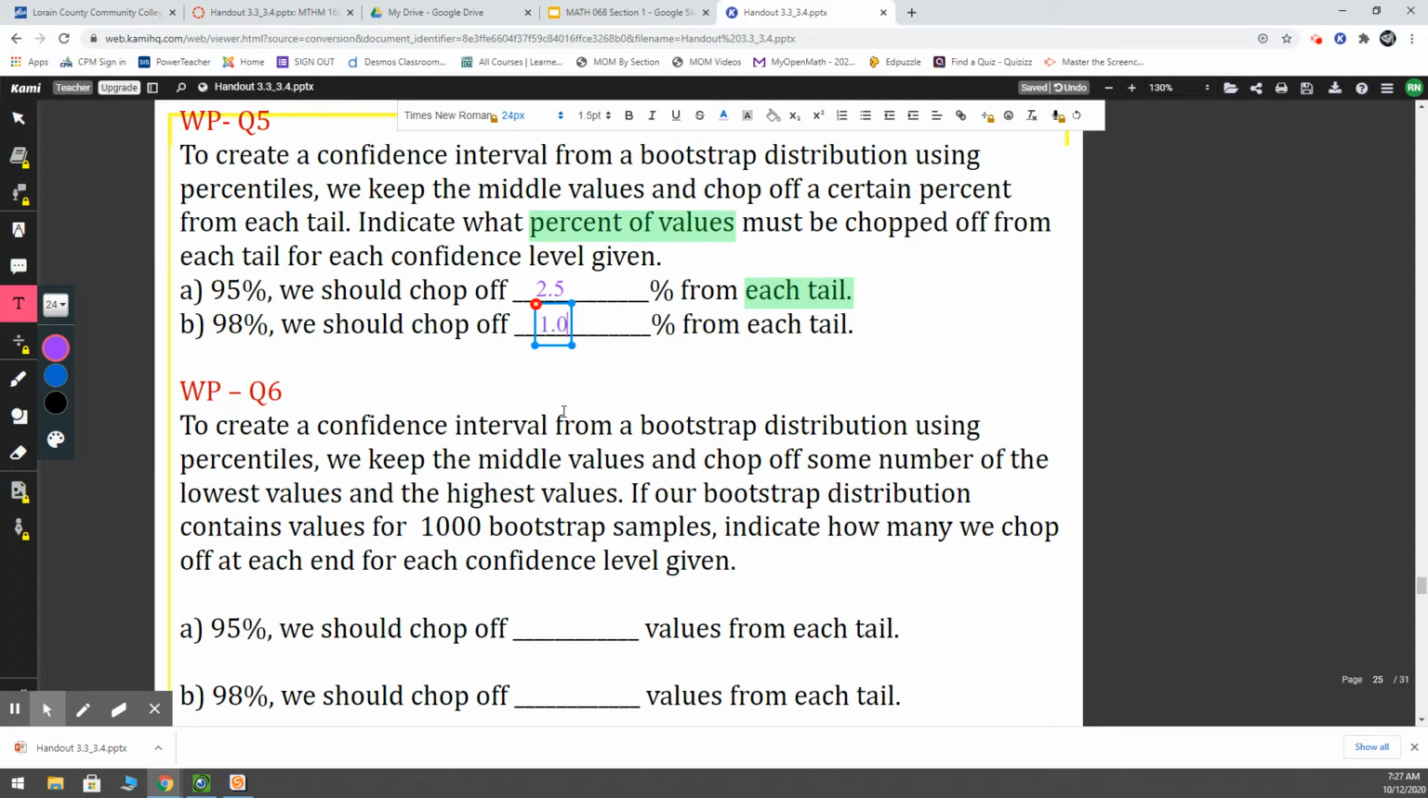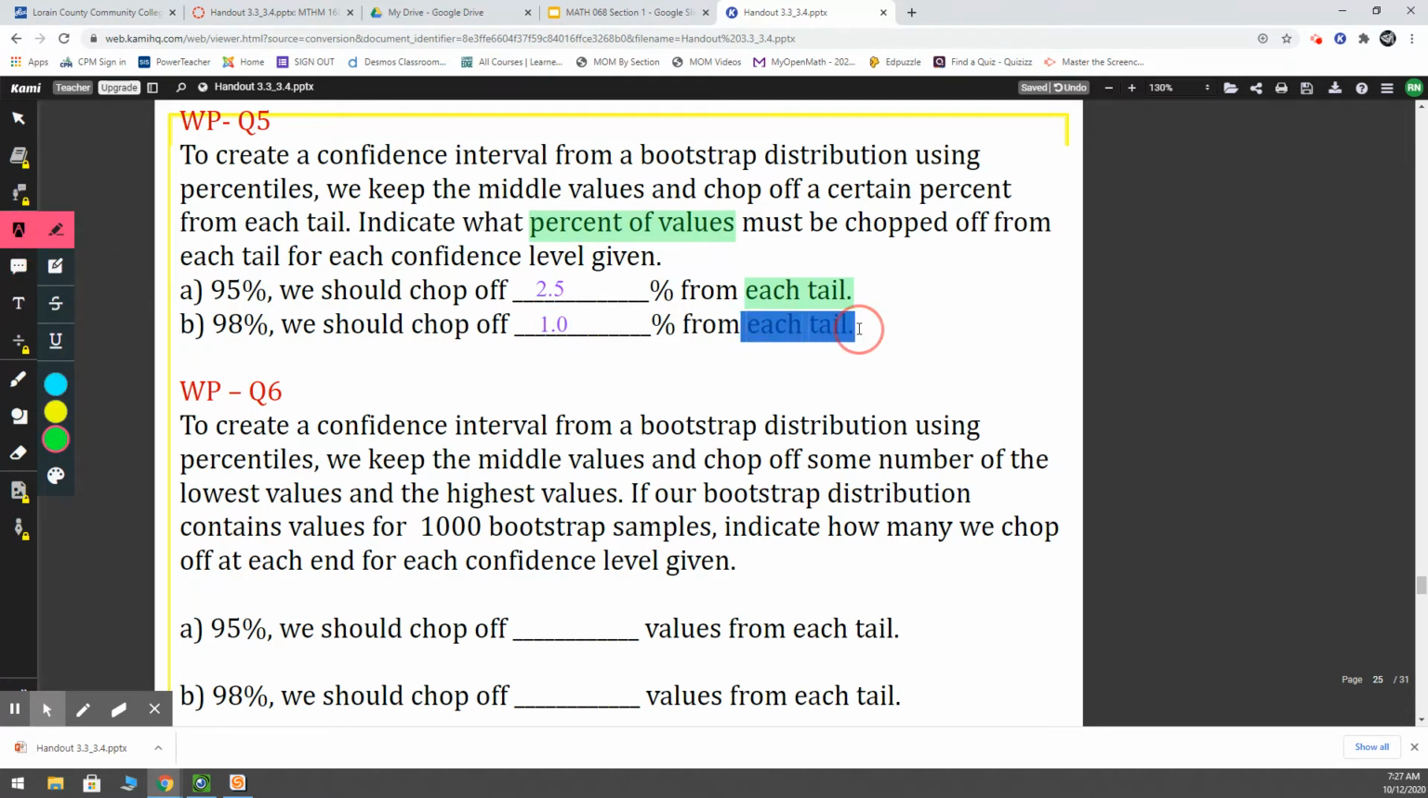2% divided by 2 is going to be 1%. And again, it's from each tail. Go down to the next question.